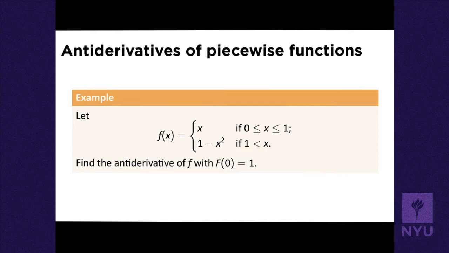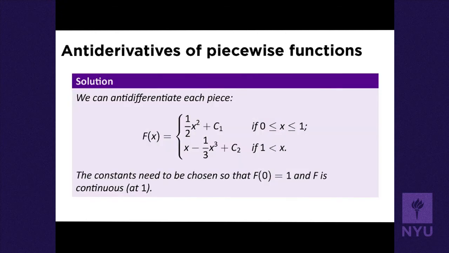Let's see if we can find it. That antiderivative, because it's differentiable, it would have to be continuous, though. Okay, well, we could take the antiderivative of each piece. f of x was x if x is in between 0 and 1, and 1 minus x squared if x is greater than 1. So on the interval 0 to 1, it should have as antiderivative 1/2 x squared plus a constant. And on the interval greater than 1, it should have antiderivative x minus 1/3 x cubed plus another constant.